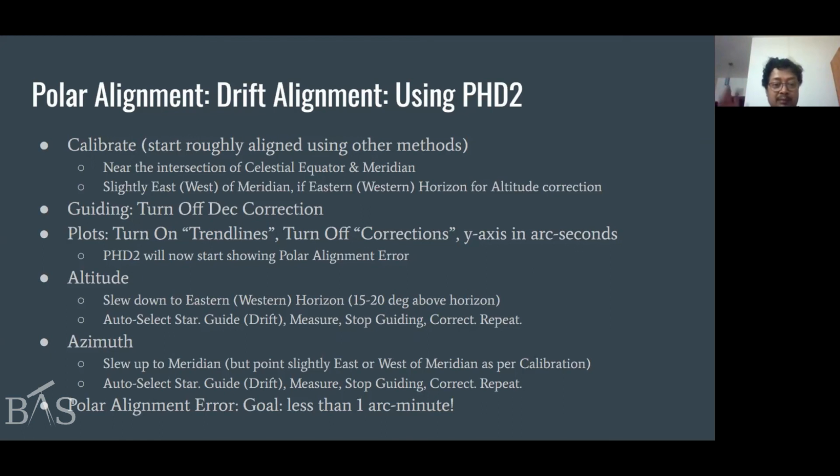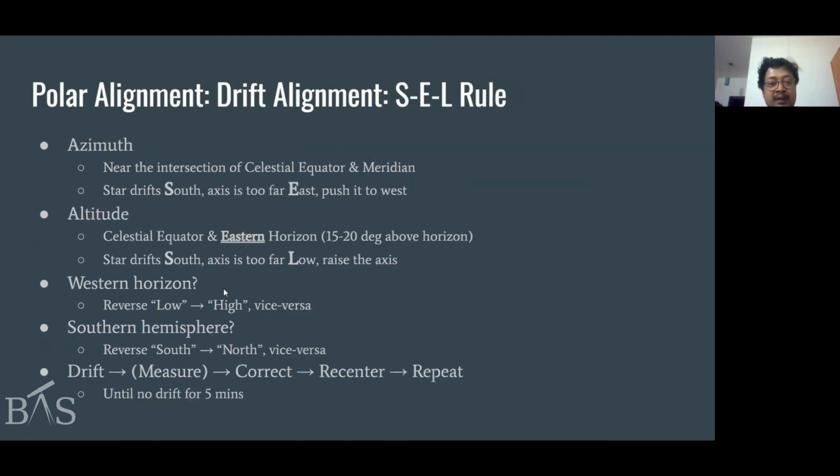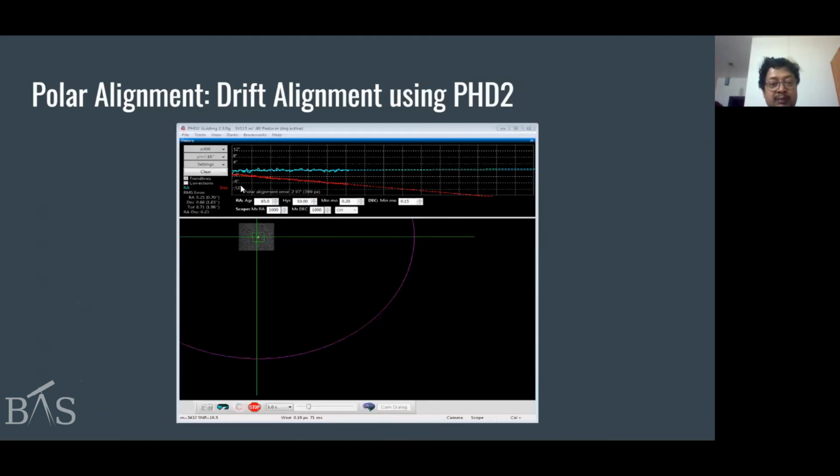So I would go to eastern horizon, and first I'll go to dec 0 and then slew down to eastern horizon and auto select star, guide, drift. So every time you select a star or do a tools auto select, it will select a star, and then you press the guide button, it will start guiding, and you watch the drift for some time. It will tell you how much is the error. Then you hit stop button and do the correction, and you will see the correction happening.